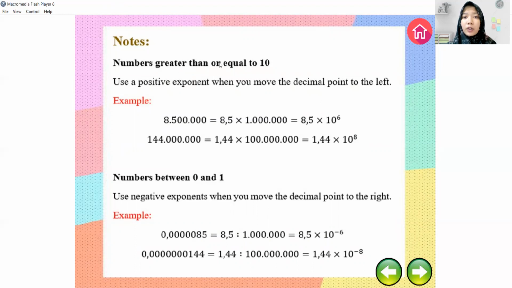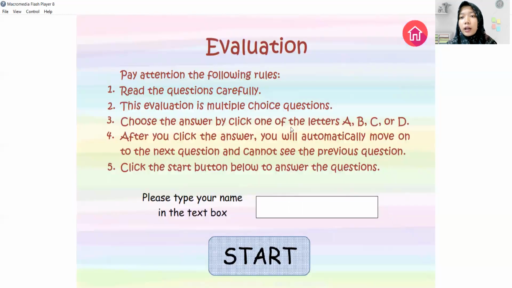Numbers greater than or equal to 10 use a positive exponent when you move the decimal point to the left. I give the example. And then numbers between 0 and 1 use negative exponents when you move the decimal point to the right. And then I give the example. Next, this evaluation will appear.